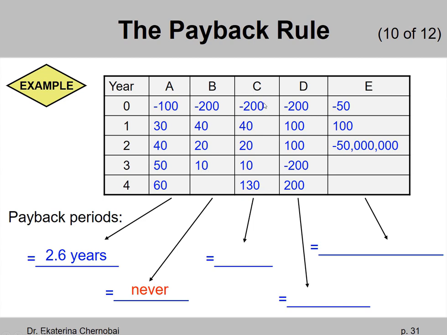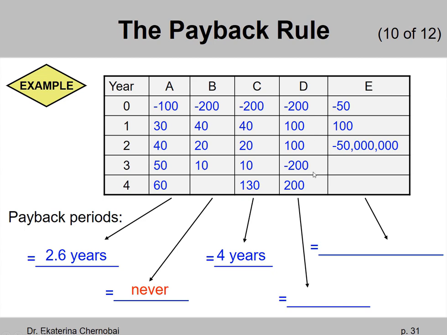Now let's look at project C. We invest $200 today. In the future, we get back 40, 20, 10, and 130 in the next 4 years. What is the payback period? If you do the math, 40 plus 20 equals 60, plus another 10 equals 70, plus another 130 equals exactly 200. So after 4 full years, we will recover our initial investment. Okay, so there are no issues here.